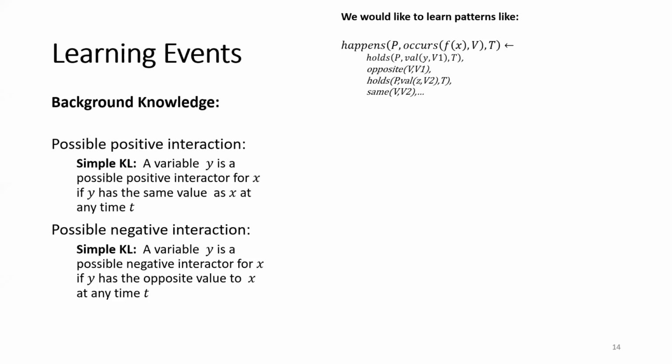happens rules, which say that, in this case, for example, an f of x event happens if the value of x is something, and it has an opposite value to the value of x at some point. So this is a kind of negative interaction, and z has a positive interaction with x. So this is an example of a kind of rule that we would like to learn, or more generally that y has a negative interaction and z has a positive interaction, using these background predicates.